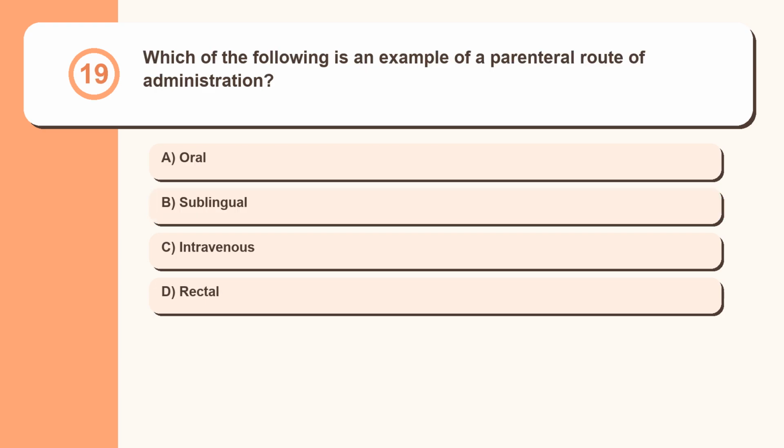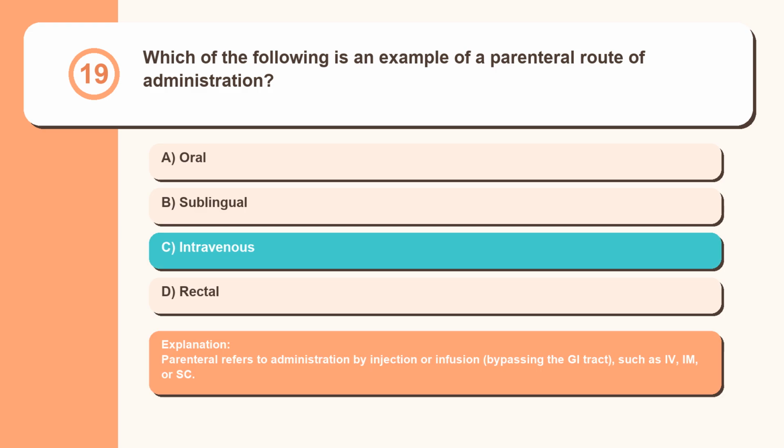Question 19. Which of the following is an example of a parenteral route of administration? Oral, sublingual, intravenous, rectal. Parenteral refers to administration by injection or infusion, bypassing the GI tract, such as IM or SC.